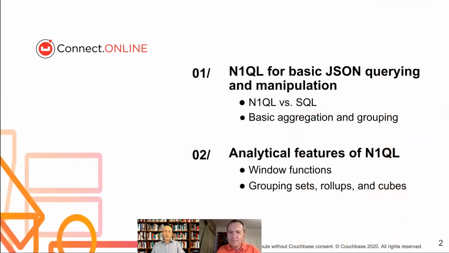So let's take a quick look at the agenda. The first part will be NiQL for basic JSON querying and manipulation. So that is kind of an introduction on the topic. We'll try to keep it short and get to the interesting topics quickly. And the second part will be the presentation by Dimitri on the analytical features of NiQL.